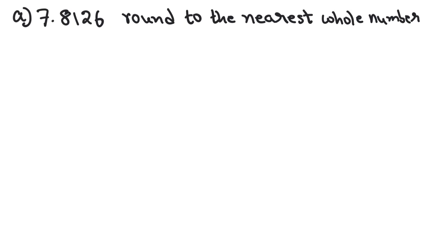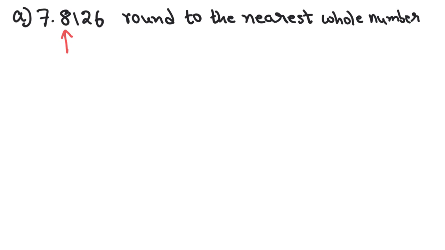7.8126. Round this number to the nearest whole number. Now, what is a whole number? Whole numbers are 0, 1, 2, 3, 4 without decimal places. Because we have to round this to the nearest whole number, look at the digit that is immediately after the decimal point. In this case, it's 8. Is the value of this digit 5 or more than 5?